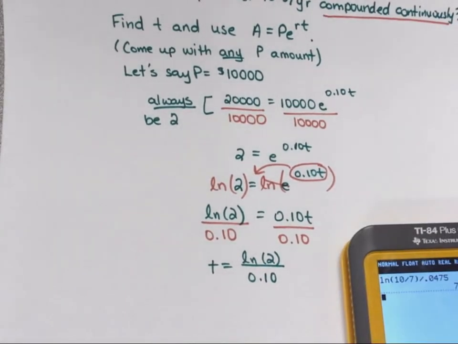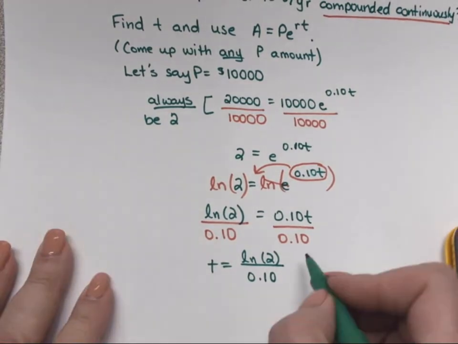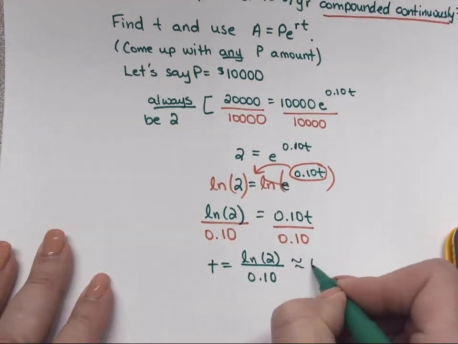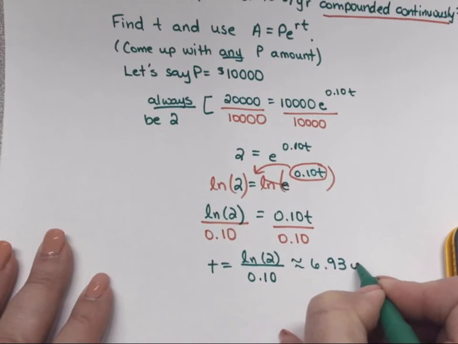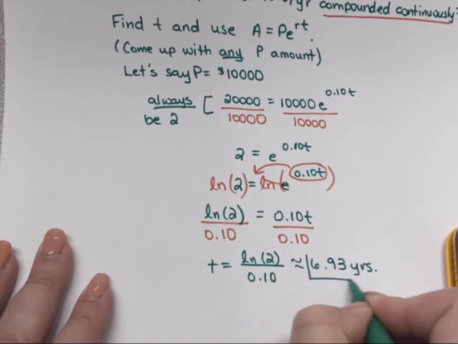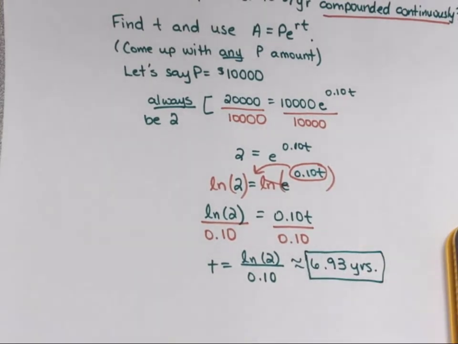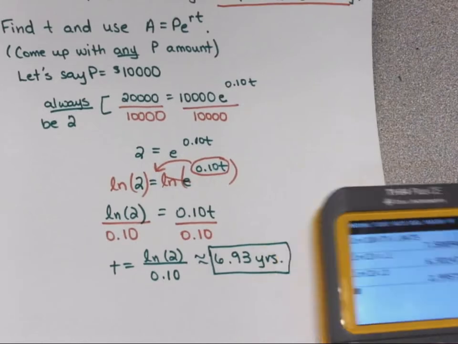So let's see what that is. So ln of 2 divided by 0.10. Okay, notice we get 6.93 years. So really, with any problem like that, we can skip the first step and just put 2 equals e. Any problem where it was doubling, you could, yeah.